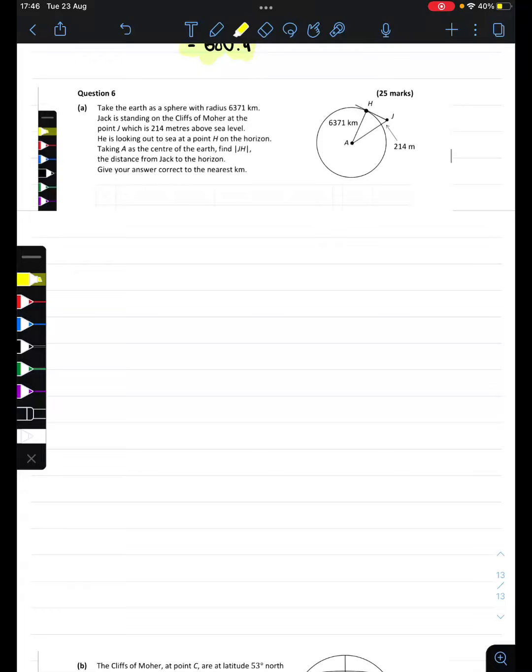Hi guys, today we're going to take a look at question 6 of the 2017 exam paper 2. So we are going to take the Earth as a sphere with radius 6,371 kilometers. So Jack is standing on the cliffs of Moher at the point J, which is 214 meters above sea level. He is looking out to sea at a point H on the horizon. Taking A as the center of the Earth, find JH, the distance from Jack to the horizon. Give your answer correct to the nearest kilometer.